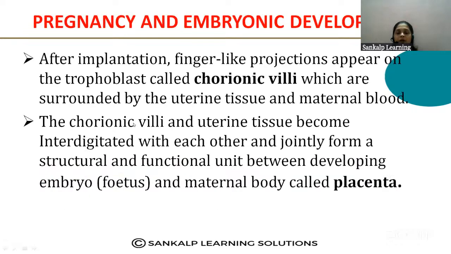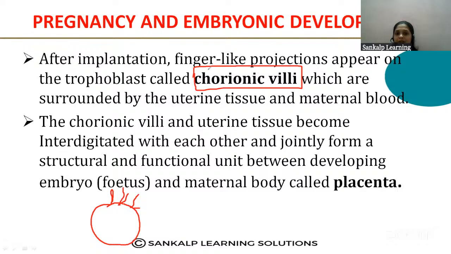Next, a very important topic is pregnancy and embryonic development. You know that after implantation takes place at the uterus, finger-like projections appear on the trophoblast layer. Just imagine this is the trophoblast layer, and there is a formation of finger-like structures outside it, called chorionic villi. What are chorionic villi? It can be a 1 mark or 2 mark question.